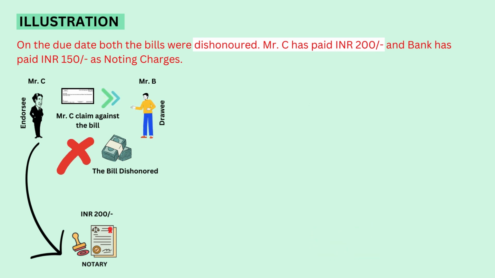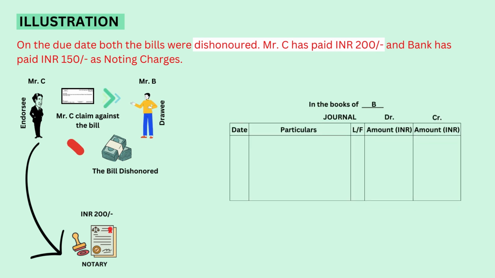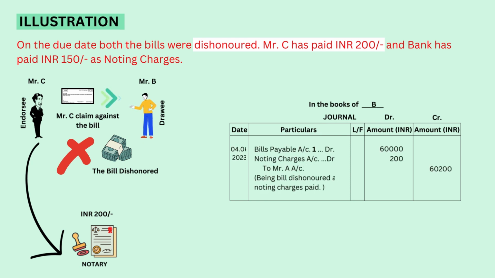Again, in the books of B, the journal will be bills payable account 1 debit rupees 60,000, noting charges account debit rupees 200, to Mr. A account rupees 60,200, 60,000 for bill value plus 200 for noting charge, which will be paid by Mr. B ultimately.